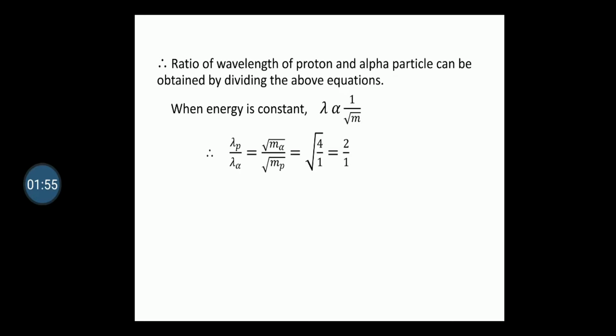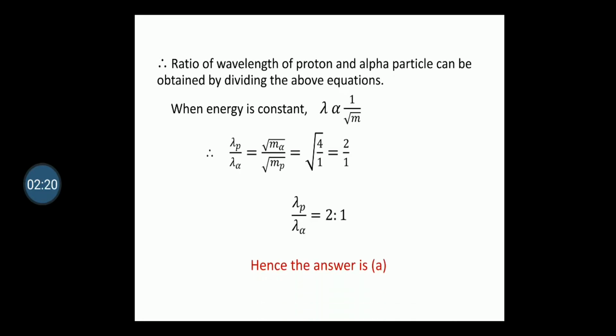We know that mass of the alpha particle is 4 and that of proton is 1. By substituting the value, we get the answer as 2 divided by 1, which is nothing but lambda p divided by lambda alpha is equal to 2:1. Hence, the correct answer is A.